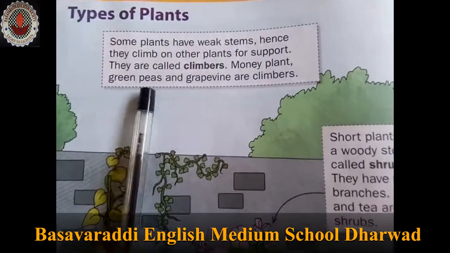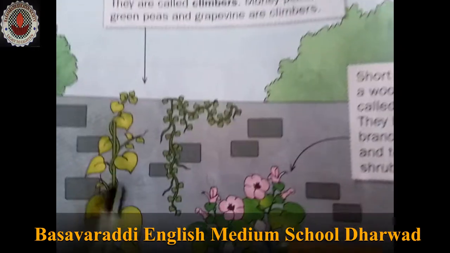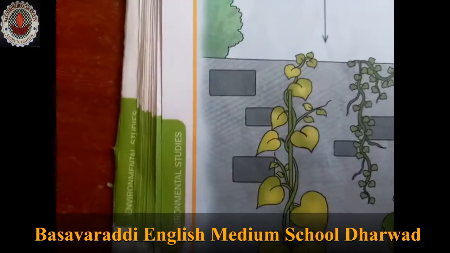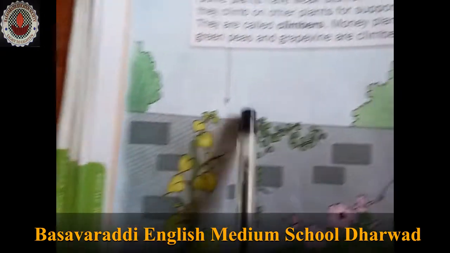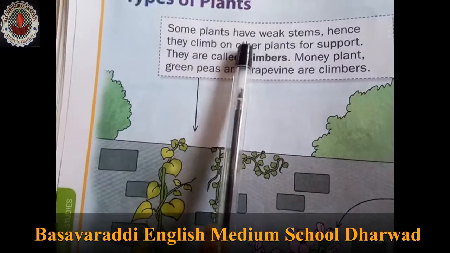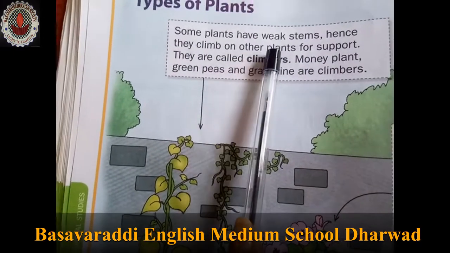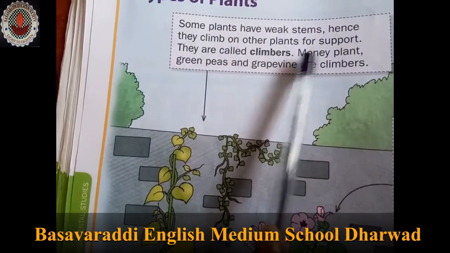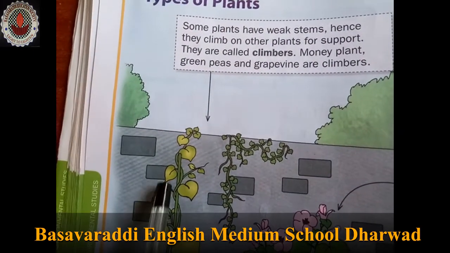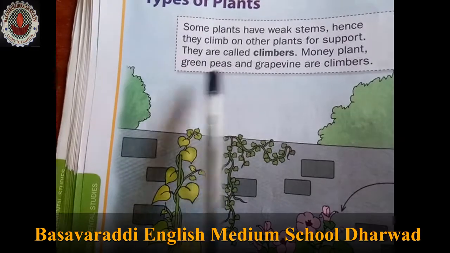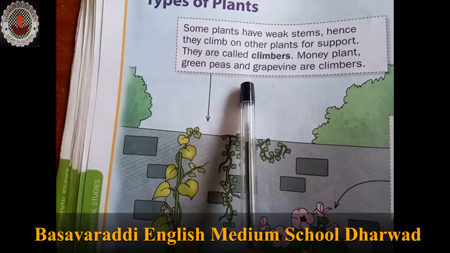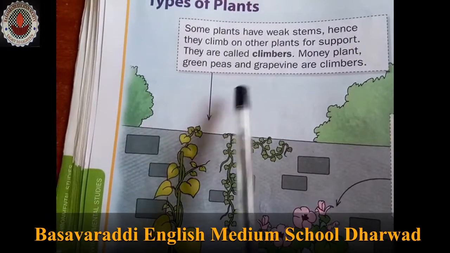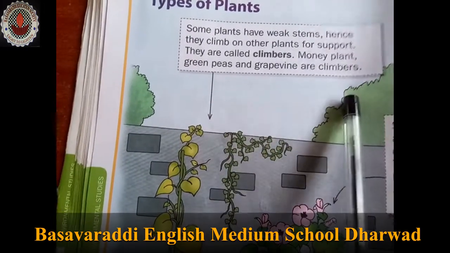What is meant by clambers? This is a clamber tree. This is a money plant. See, money plant tree. This is a clamber. Some plants have weak stems. Hence, they climb on other plants for support. They are called clambers. For example, money plant, green peas and grapevine are clambers.